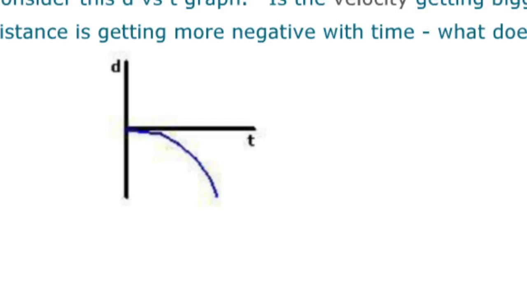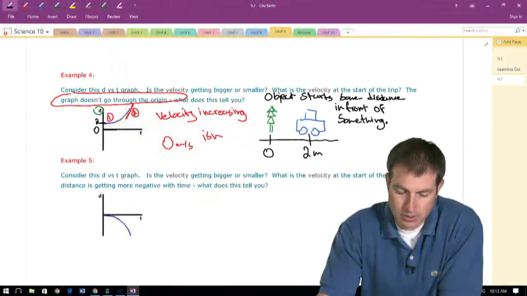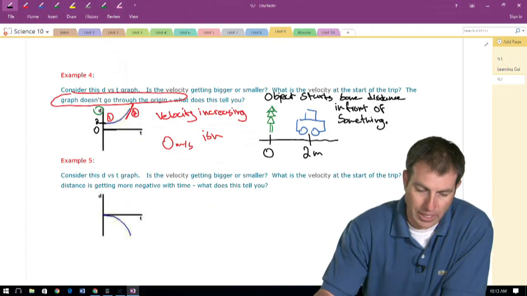So what's going on here? Consider the distance time graph. Is the velocity getting bigger or smaller? What's the velocity at the start of the trip? And the distance is getting more negative with time. What does this tell you?